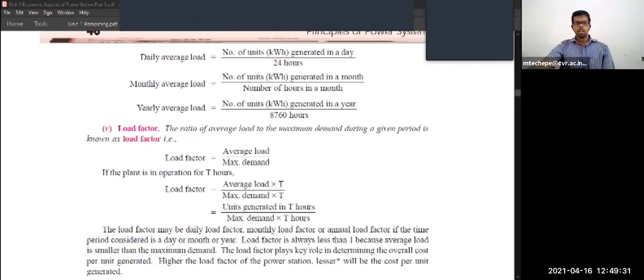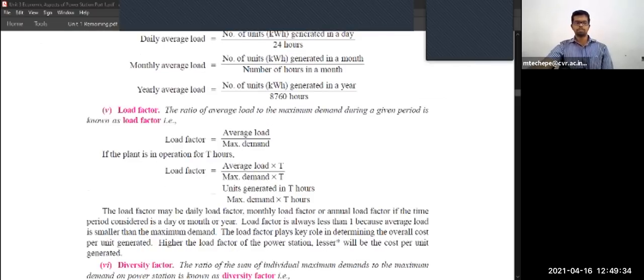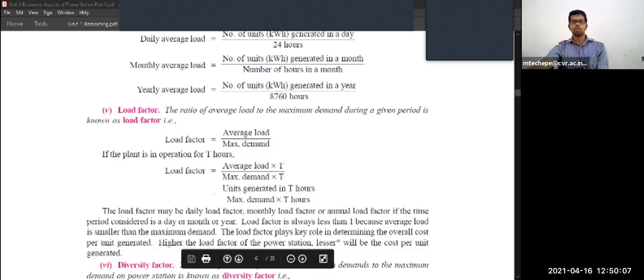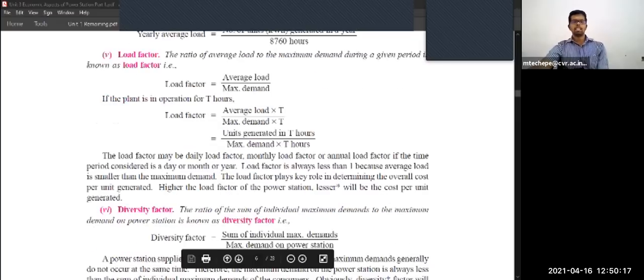So what is load factor? Load factor is nothing but the ratio of the average load to the maximum demand during a given period. That is called load factor. So load factor, for example if a plant is in operation for 3 hours, is average load into time divided by maximum load into time. Time is in hours: in a day it means 24 hours, in a month it means 24 into 30, and in a year it means 24 hours into 365 days. Like that, you can go for the load factor.